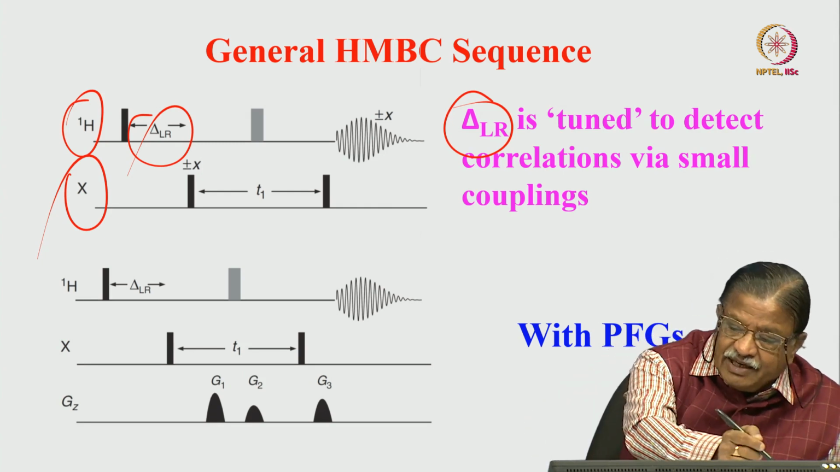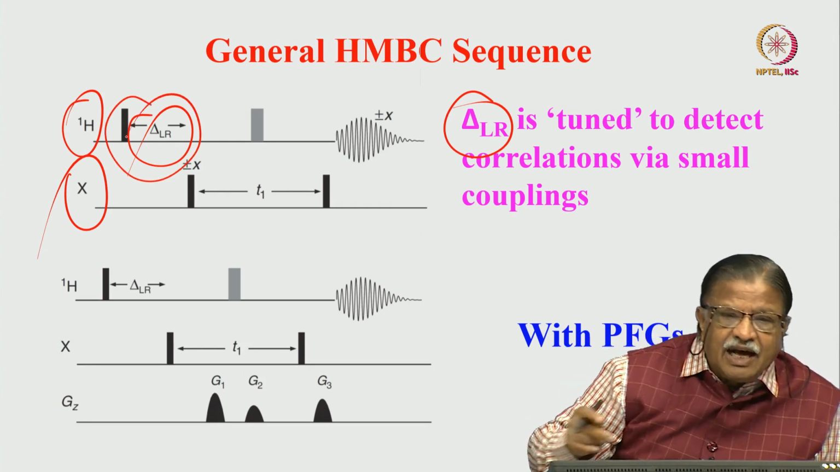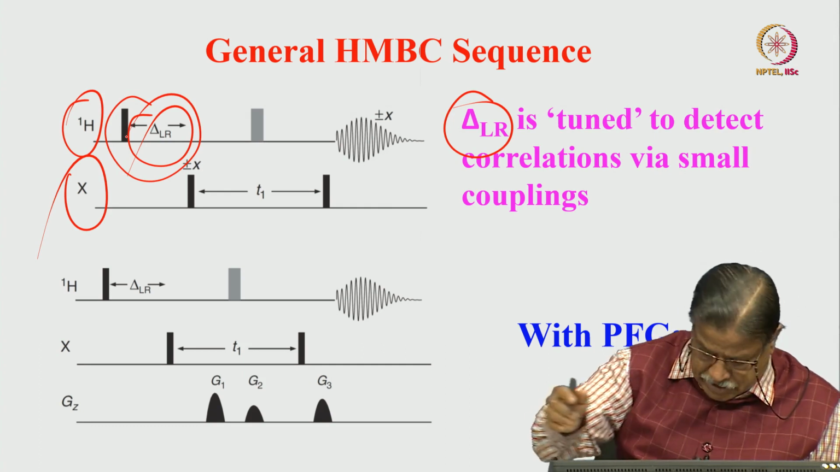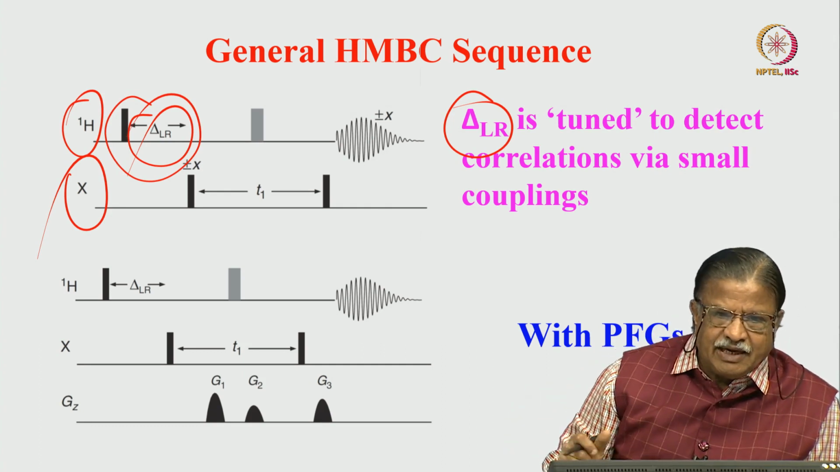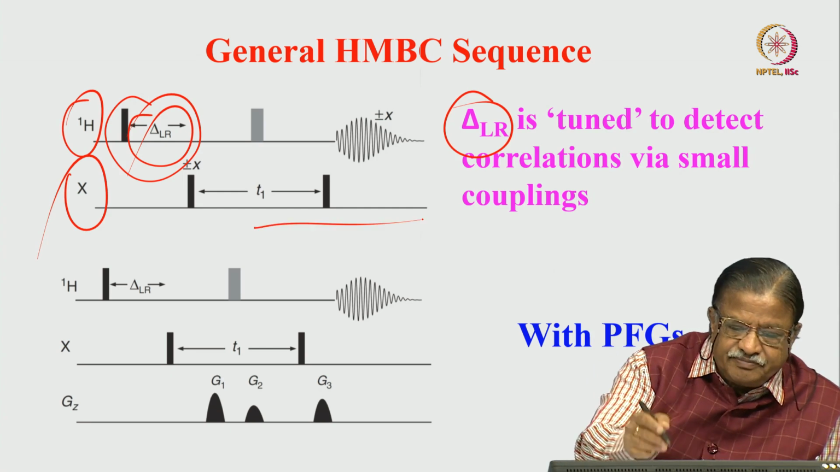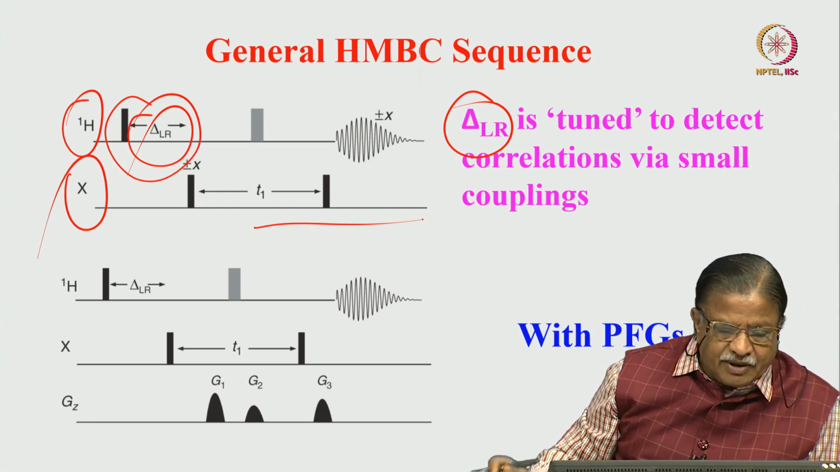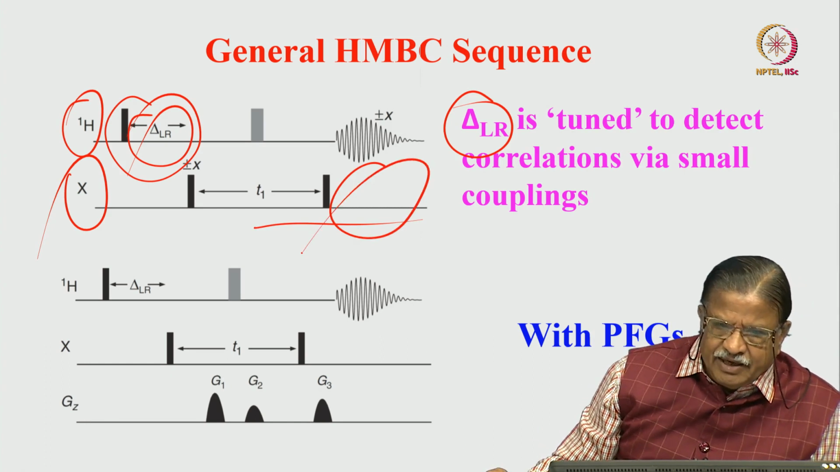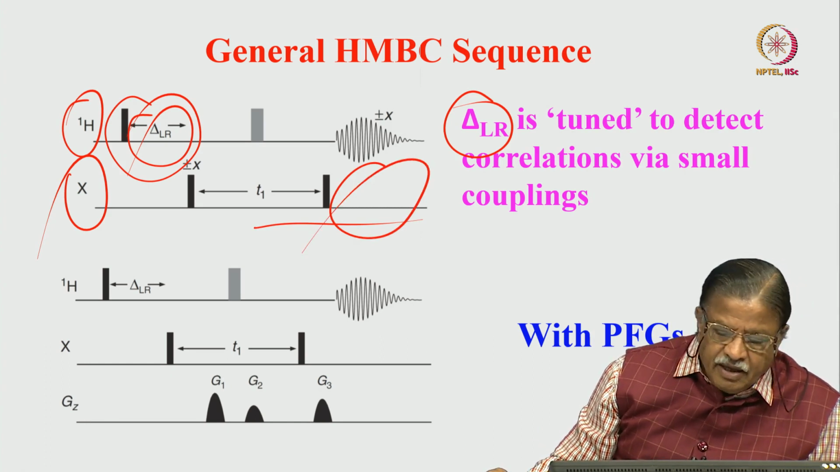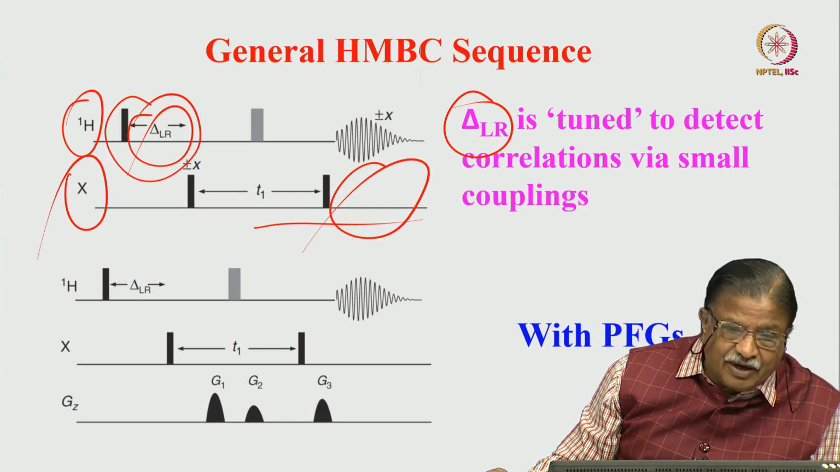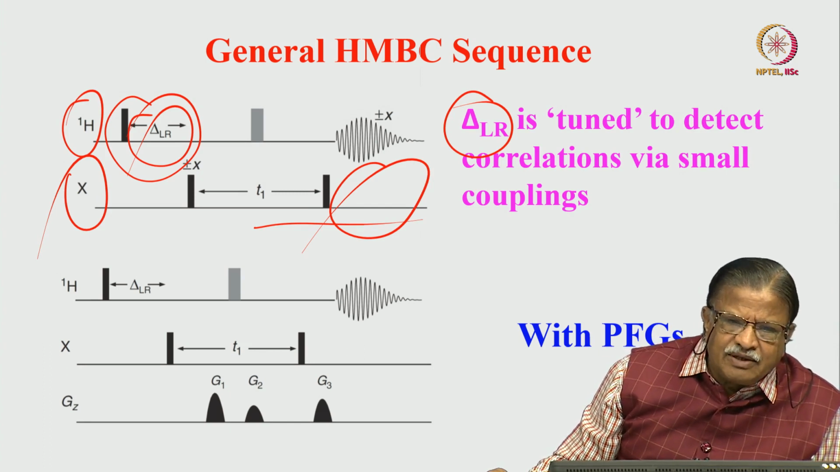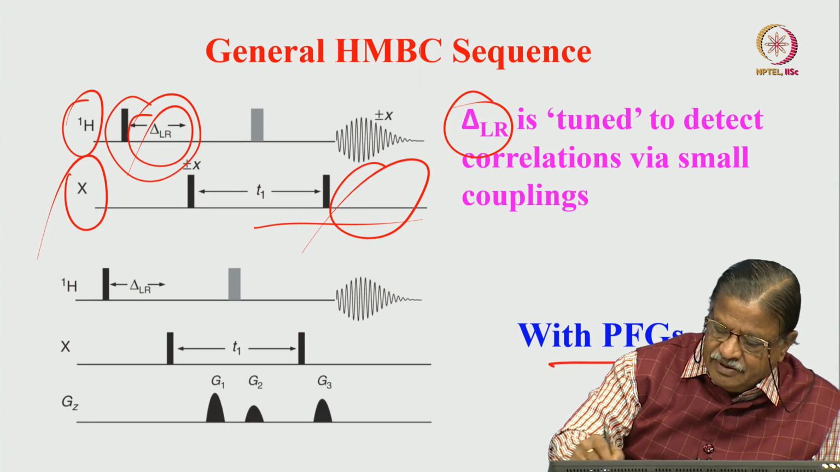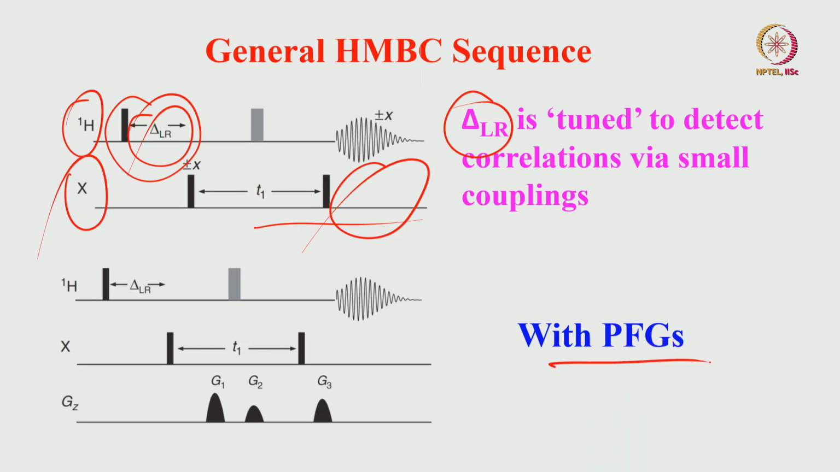So we have a filter which is tuned to detect long range coupling, and the rest is done in the simplest possible way. This is a simple sequence, and we detect the proton. As I told you, no decoupling, always observed in a coupled manner. And of course, the same thing you can do by using pulse field gradients. There is an advantage of that.